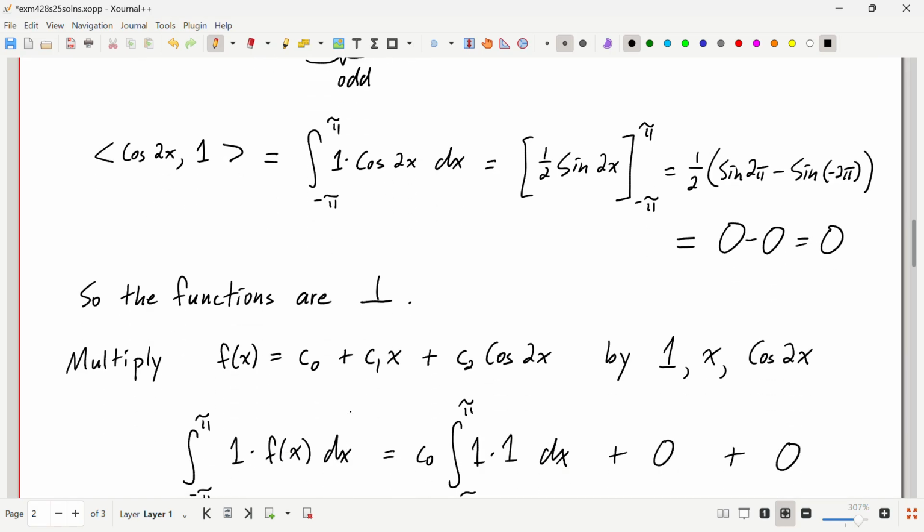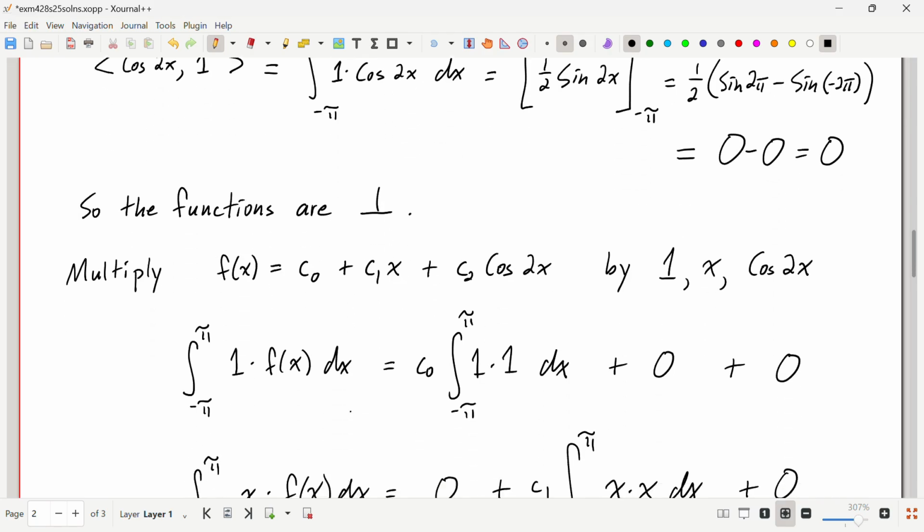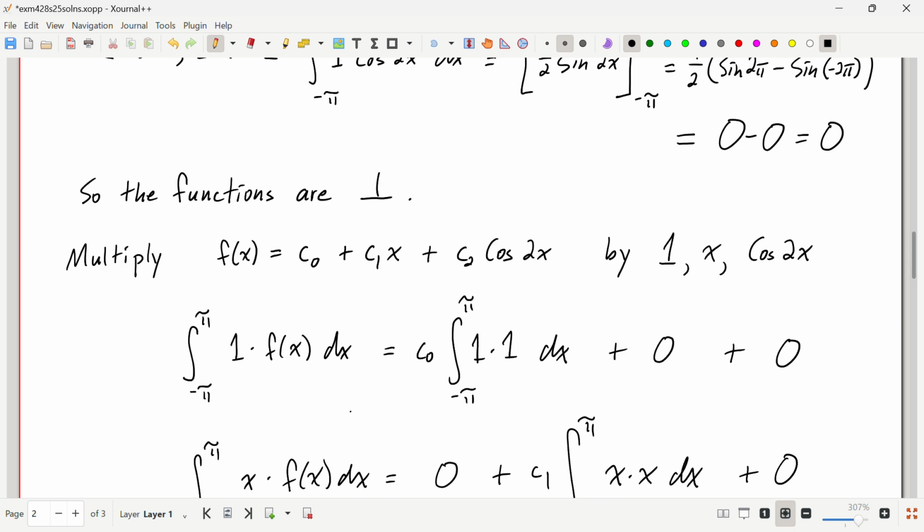So you got 3 things to check that are orthogonal, and most people did that nicely. In fact, there were a lot of 100% on this exam. A surprising number. So I was very pleased with how people did.